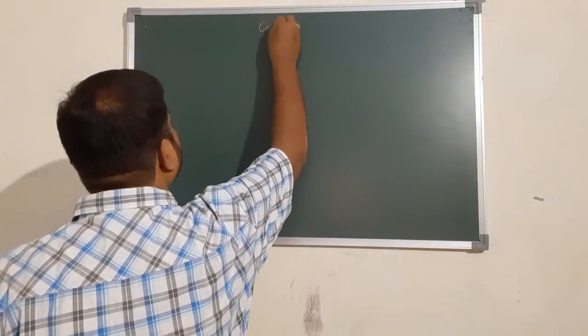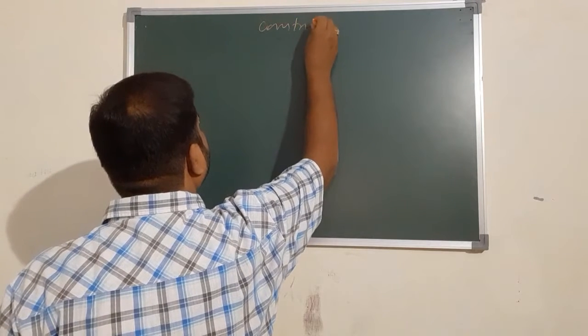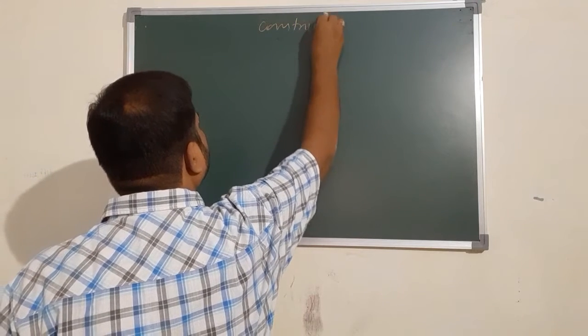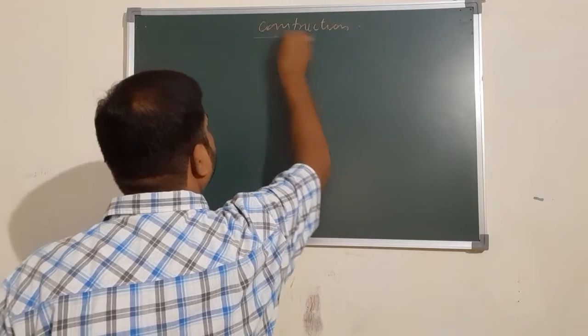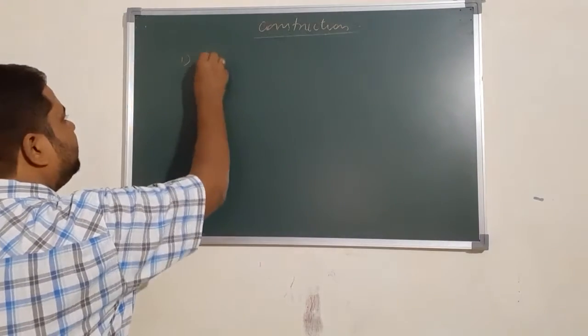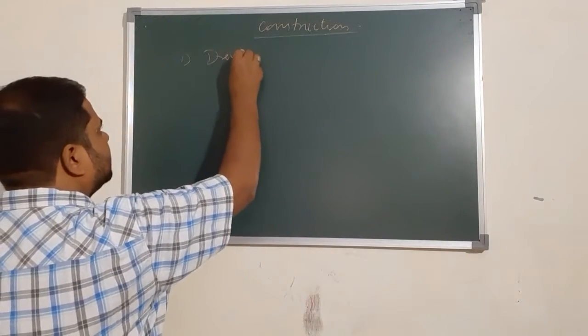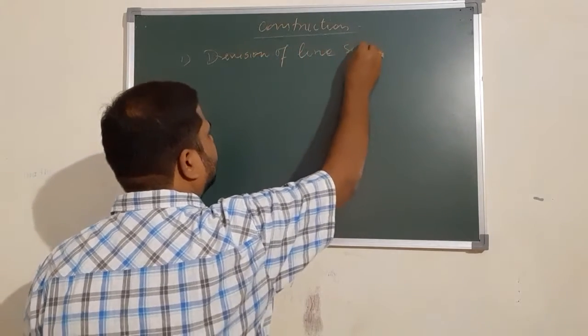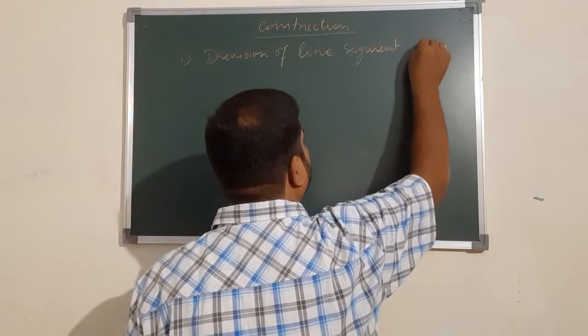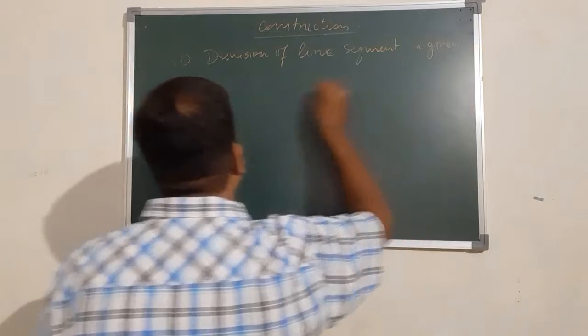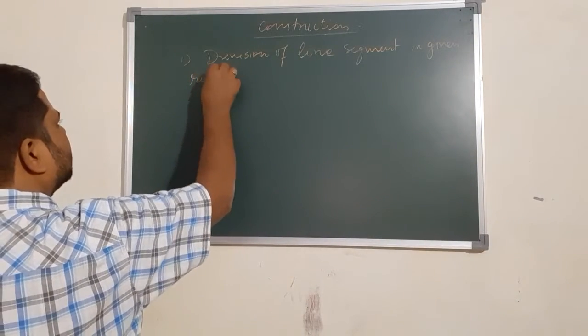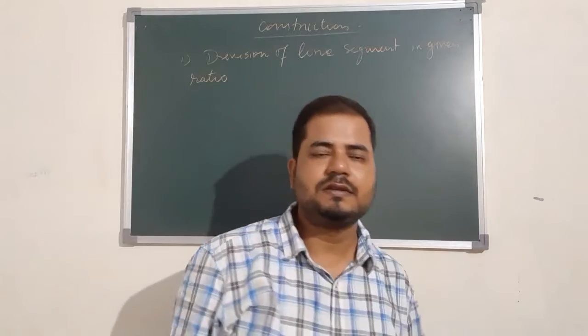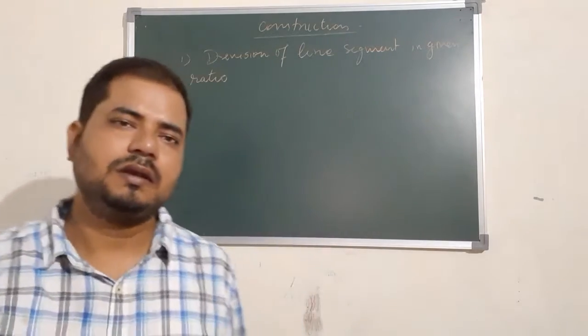In construction, the first construction is division of a line segment in a given ratio. Okay, this is division of a line segment in the given ratio.